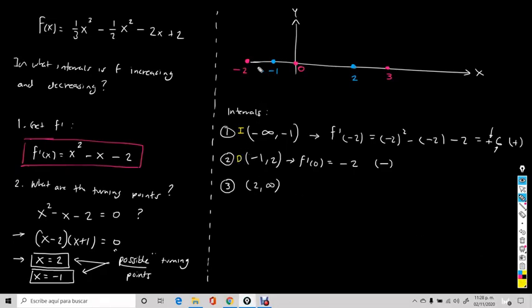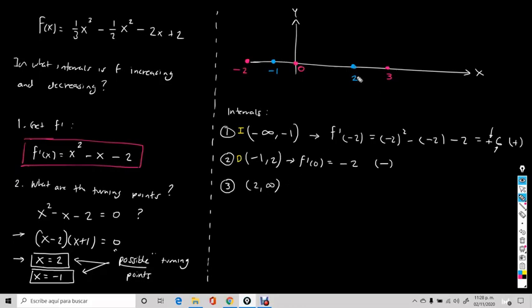Okay, so it goes like this. It goes increasing, and at this turning point, which is minus 1, it goes decreasing, and probably we expect that at this turning point of 2, it goes back increasing again. But we have to make sure.